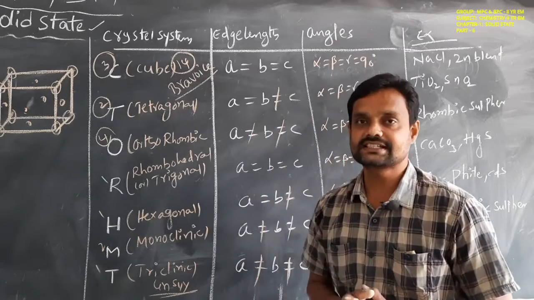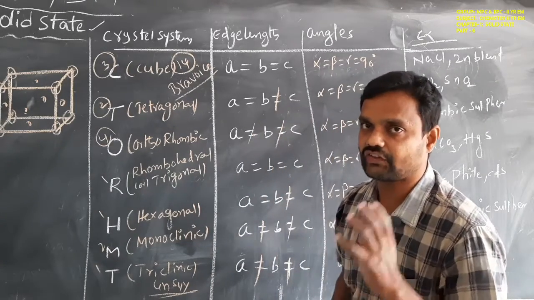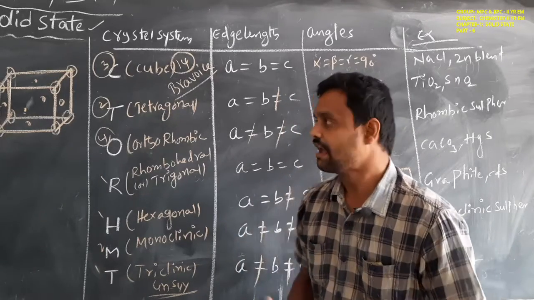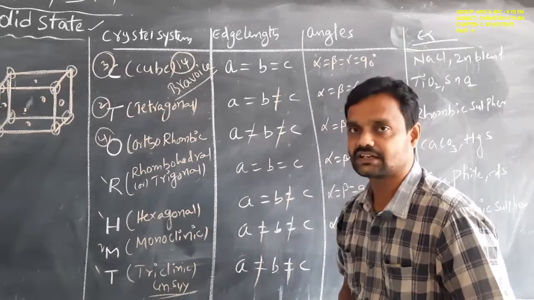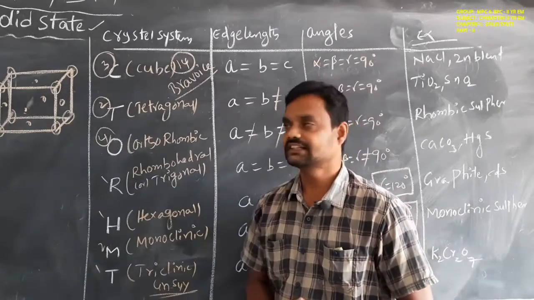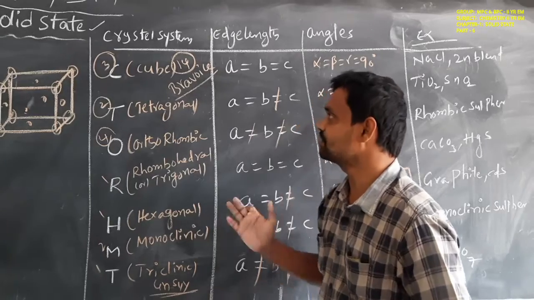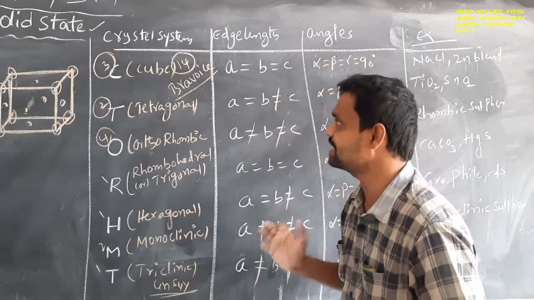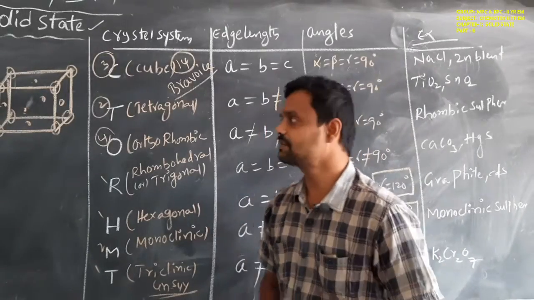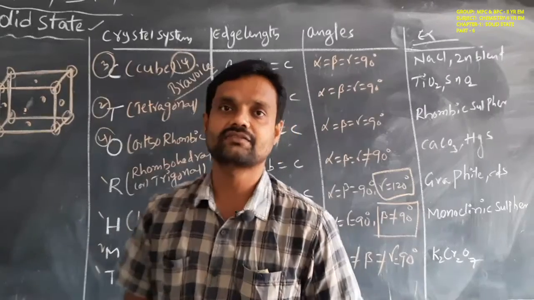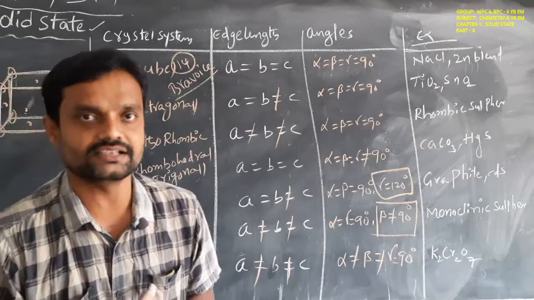Earlier we discussed that in 2-dimensional, only 5 Bravais lattices, 5 crystal systems exist, but in case of 3-dimensional, 7 crystal systems exist, and those 7 crystal systems show the 14 Bravais lattices. This is about the 3-dimensional crystal systems and their 14 Bravais lattices.